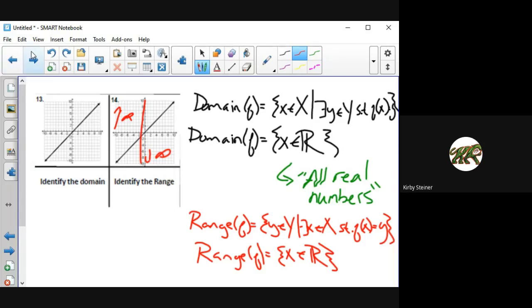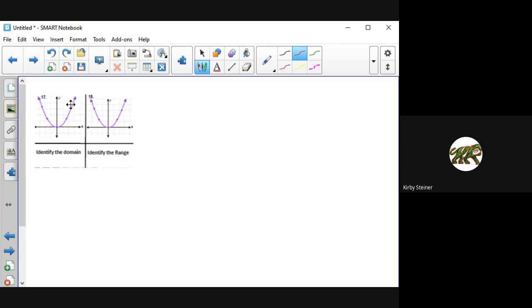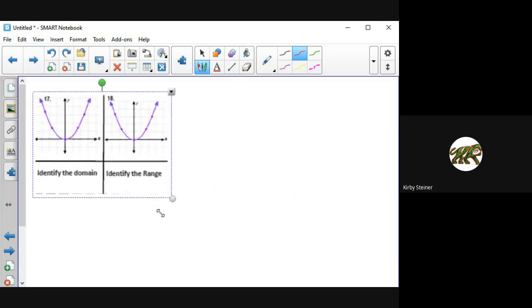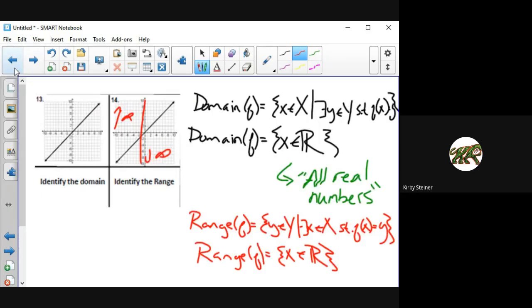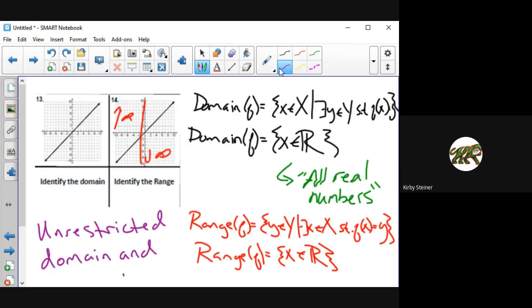And so let's look at one more problem. In this case, so there we had kind of unrestricted domains and ranges, right? So if I go back, I can say unrestricted domain and range. All right, so this one has an unrestricted domain and range.